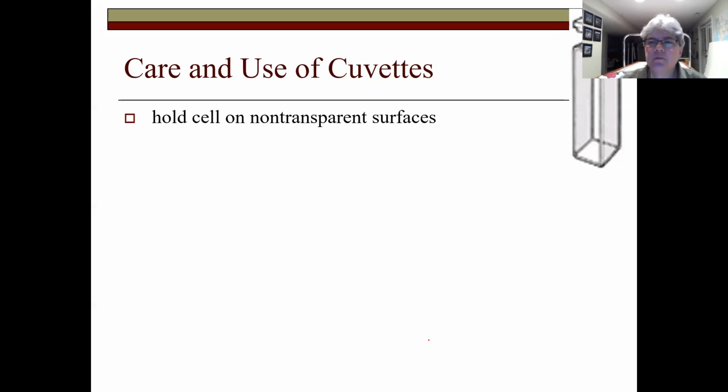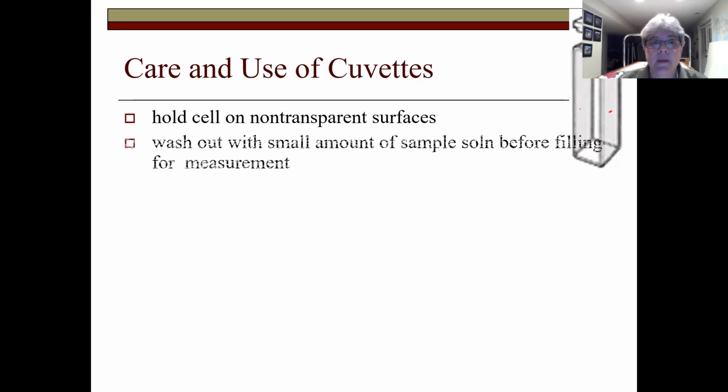Second one, most UV cells actually have 2 sides that are not transparent, and then they have 2 sides that are clear. So the light goes through here. So when you're grabbing that cell, your fingers always go on these 2 sides. Okay? You don't ever want to put your fingerprints on the surface where the light goes through. If you happen to have a cell that's clear on all 4 sides, then you should handle the cell up here by the corners so you don't get your fingerprints on it.